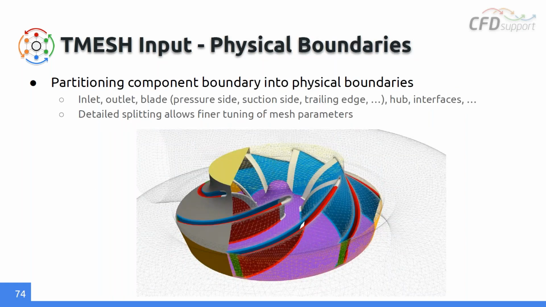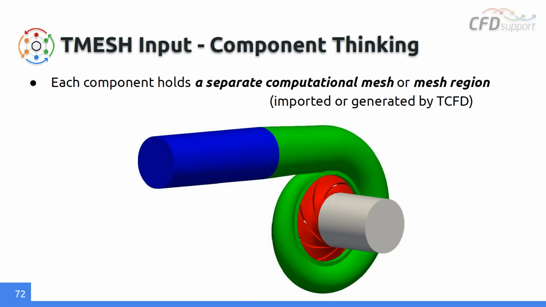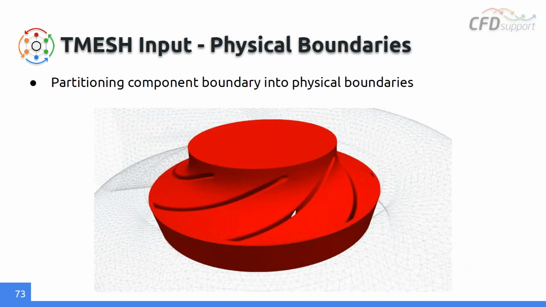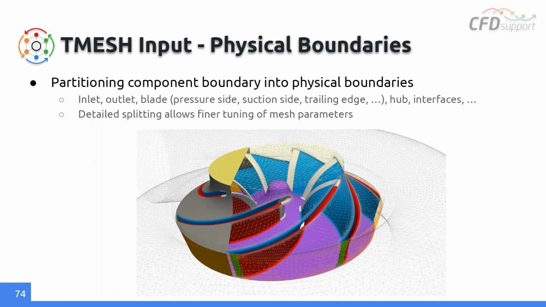Okay, so these are the components, but each component has to be also split into meaningful parts. Why? Because in CFD we need to define so-called boundary conditions. So we need to define what is the inlet, what is the outlet, which parts are rotating, which parts are not rotating, or some specific boundary properties, like if the wall is rigid, if it's with friction or without friction, and so on. So therefore, we can have also splitting of each component.